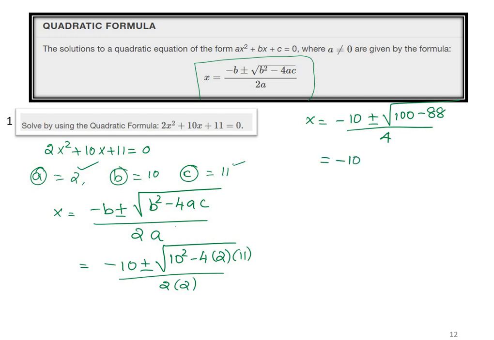So it is negative 10 plus or minus square root of 12 over 4. Now we can find the square root of 12. So 12 divided by 2, 6 divided by 2, 3.